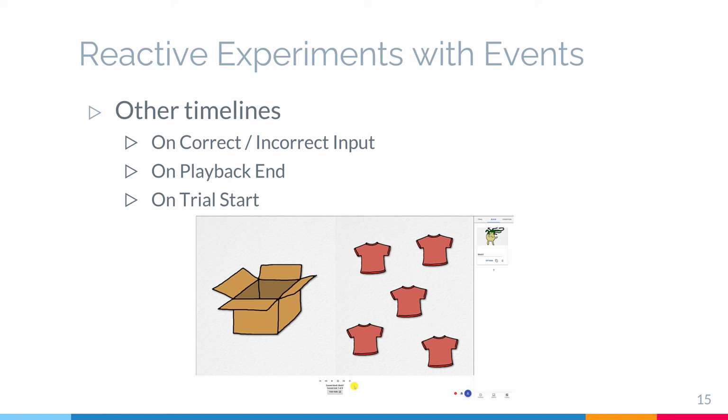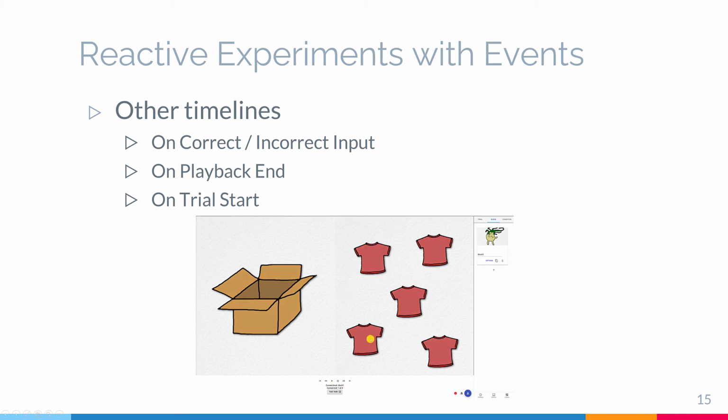There are a number of additional timelines currently included in Experimaker. For example, let's look at on correct and on incorrect. One use case would be to use a different sound in case of incorrect input, to let the participant know that they've made a mistake. Here's what that would look like.